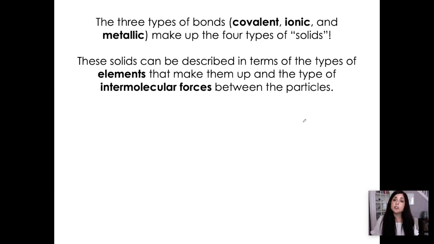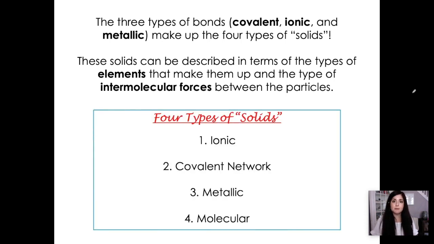And these solids, again, can be described in terms of the types of elements that make them up, but also the types of intermolecular forces that exist between those particles in those solids. We're just going to focus on the types of solids first, not on intermolecular forces. That's going to be in another video that comes after this. So those 3 types of bonds make these 4 types of solids. And these 4 types of solids are ionic, covalent network, metallic, and molecular. So those first 3, of course, ionic and metallic, are going to be formed from the types of bonds, ionic and metallic, whereas covalent network and molecular are made up of covalent bonds, but there's something else that makes them quite different, which is those intermolecular forces, which we'll get into later. Let's just talk about the 4 types of solids first.